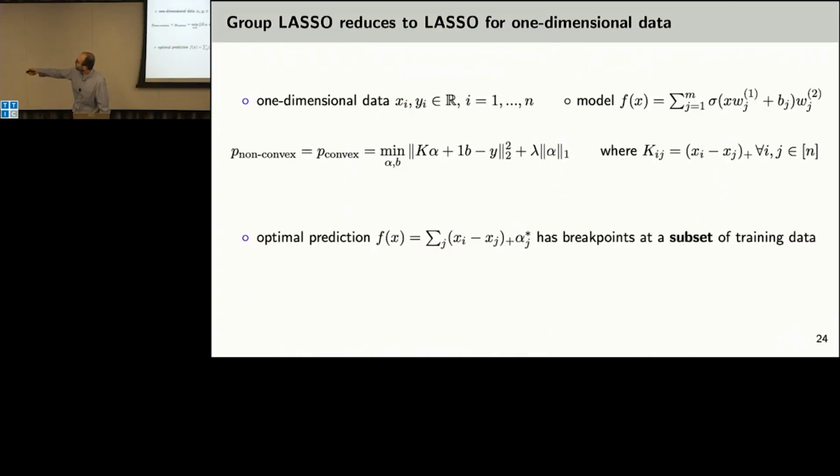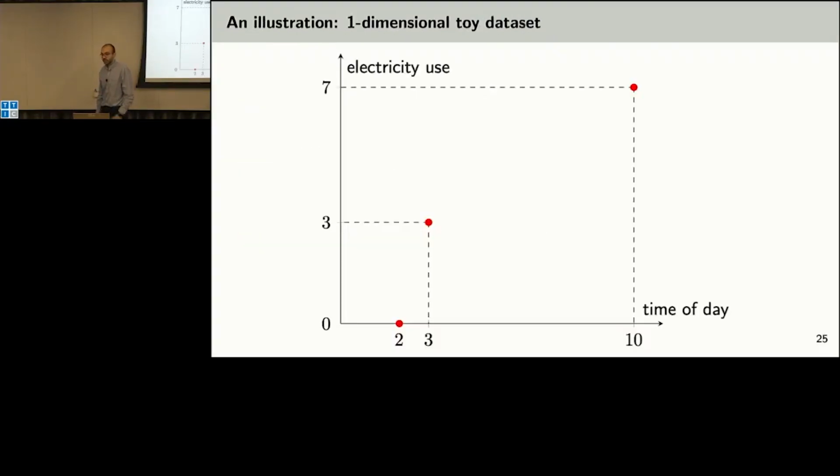Right, and the optimal prediction that you will get will be a piecewise linear model with breakpoints at a subset of the training data identified by Lasso. So it's a very simple model. Let me illustrate what kind of a fit you're going to get. Let's say you have this toy example, 3 points, 2, 3, 10, with some labels which are not important. This is some arbitrary one-dimensional data set.